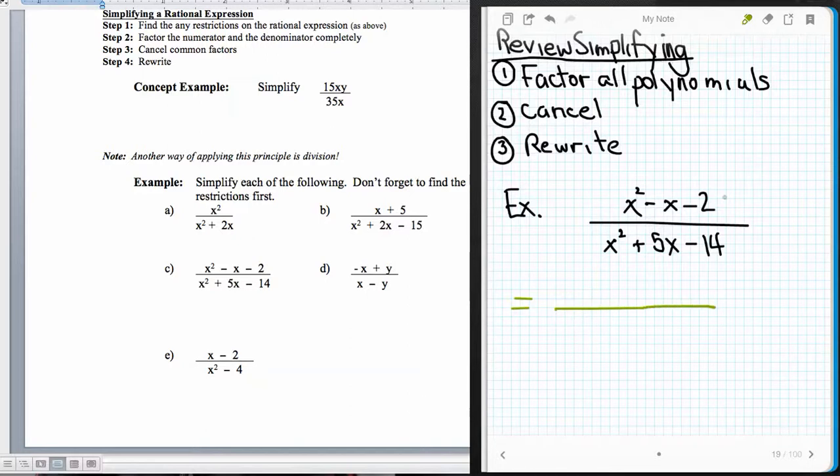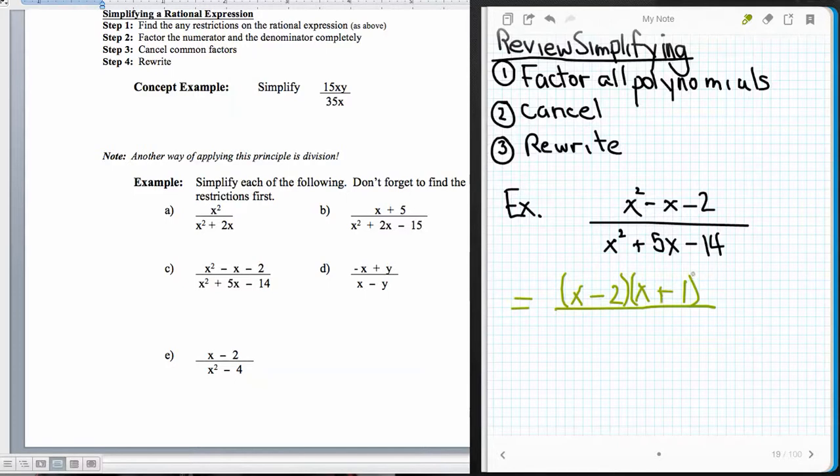So what we want to do is factor our numerator. Leading coefficient is 1, so I'm factoring the factors of 2 that give me a difference of 1. So I have an x and an x, because that's a leading coefficient of 1, and the factors of 2, there's only one set of those, a 2 with a 1, and I need a negative 1, so that means I have a negative 2 and a positive 1.